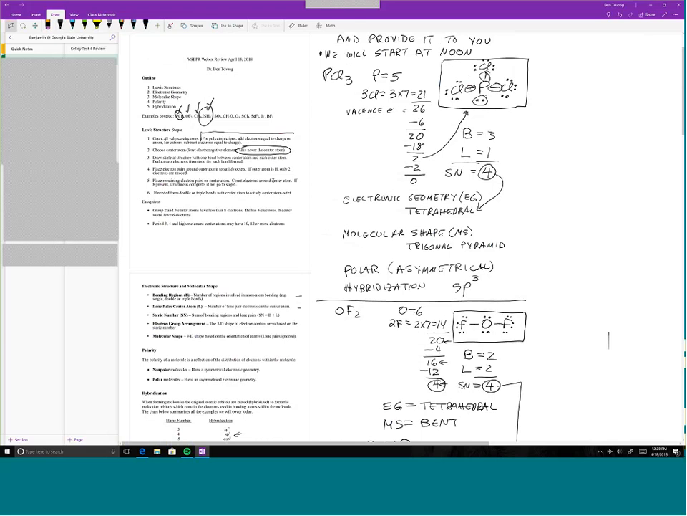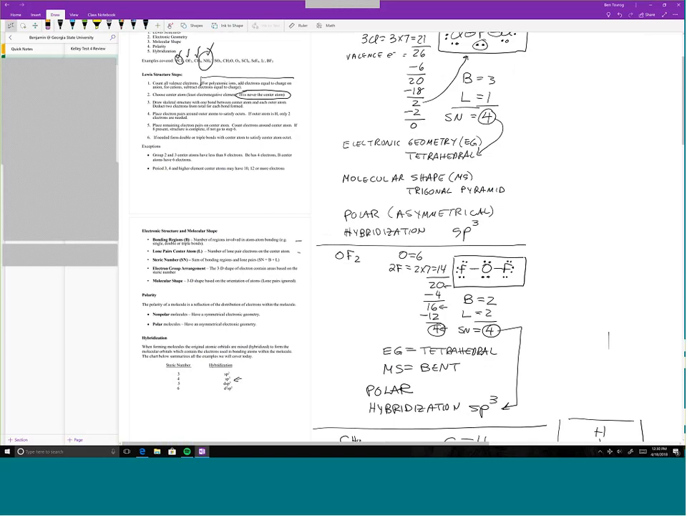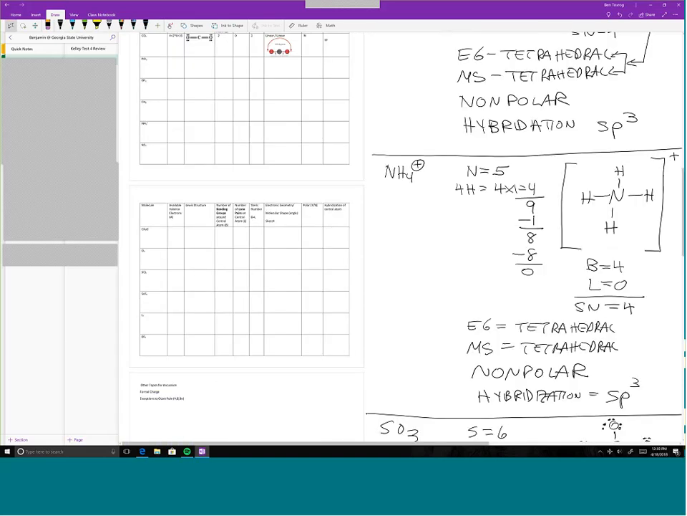It says count electrons around the center atom. If 8 are present, the structure is complete. If not, go to step 6. That's exactly what we have. That center atom only has 6 electrons right now. If needed, form a double or triple bond to satisfy the octet. Okay, what does that mean? What do we need to do?